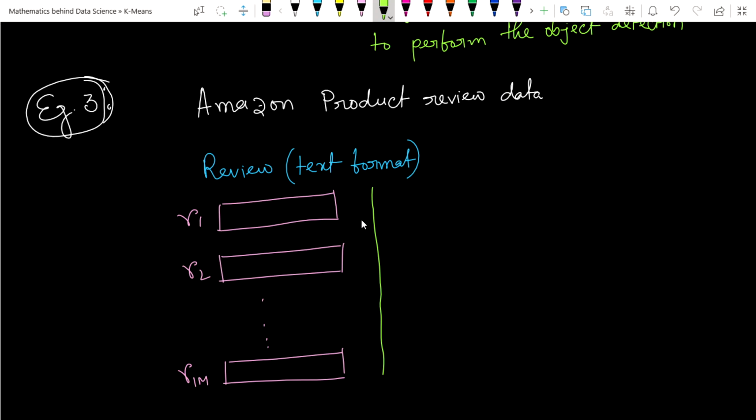That's the main task. So the task is that we are interested in finding the polarity of the review.